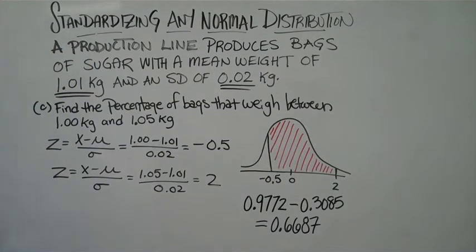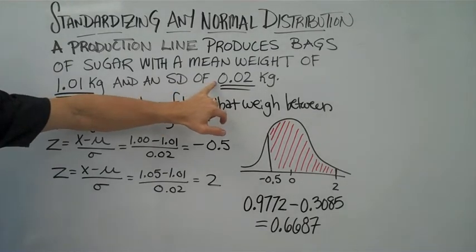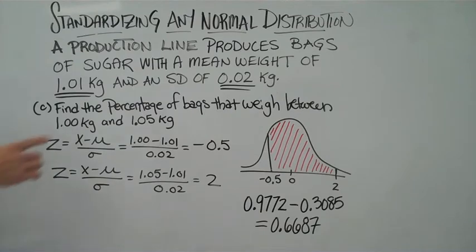Okay, last one, dealing with this same problem. We are given that the average bag of sugar is 1.01 kg and it has a standard deviation of 0.02. Be careful, sometimes they give you variance. In this case, they gave us standard deviation, and that's what we want to use in our equation. Our last question asks us to find the percentage of bags that weigh between 1.00 kilograms and 1.05 kilograms.